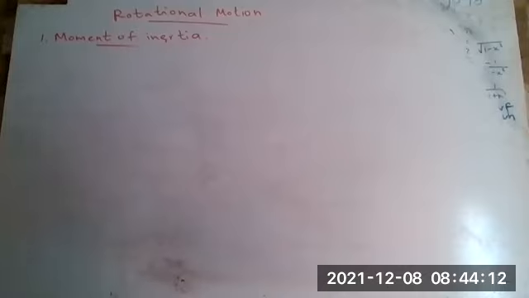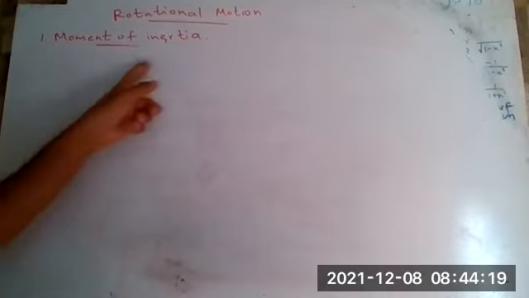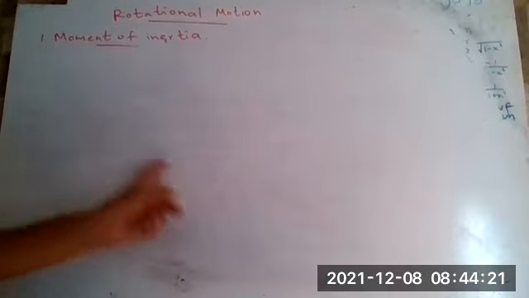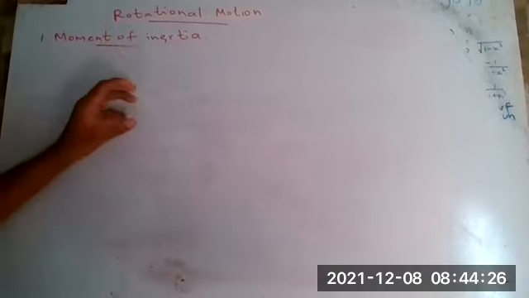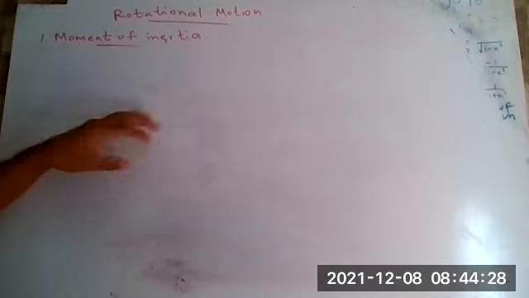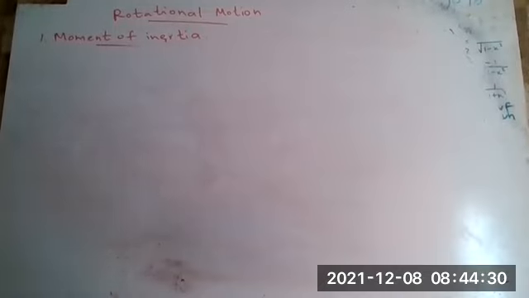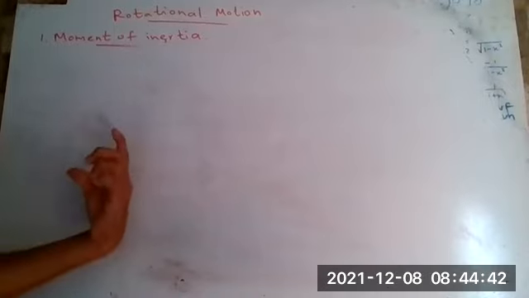the moment of inertia is the reluctance of an object to change its state of rotation. That is, an object that is rotating somehow resists changing its state, either to give a deceleration or acceleration, or to change the direction of rotation. The reluctance means the unwillingness. Moment of inertia is the unwillingness of a rotating object to change its state.